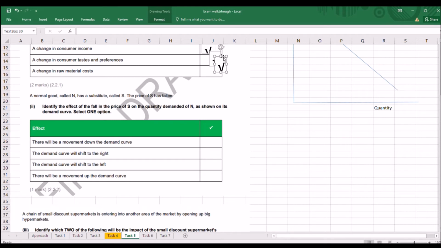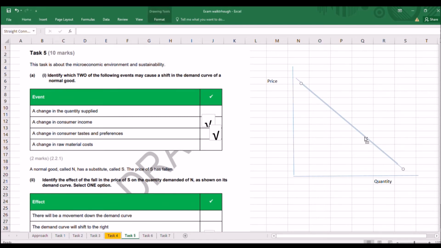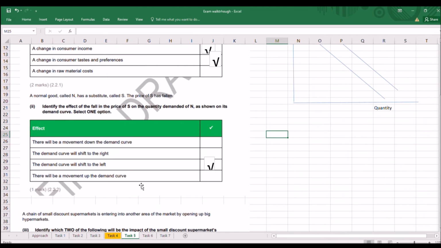So that one's going to be the demand curve shifts to the left. And let's show you why this demand curve shifts to the left. The price of the substitute good has gone down. So what happens is that our product is less competitive against that substitute good. So for the same price, there's a lower quantity demanded. This price supply curve, the demand curve shifts to the left. Movement up in the demand curve. That's for our supply curves.